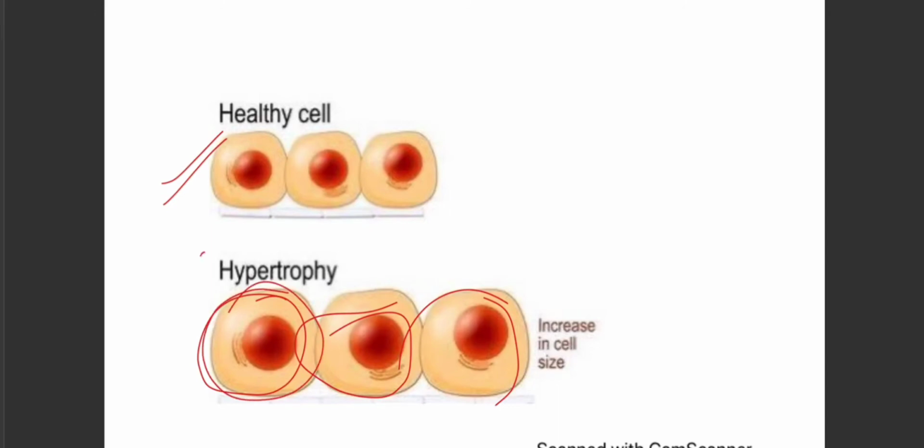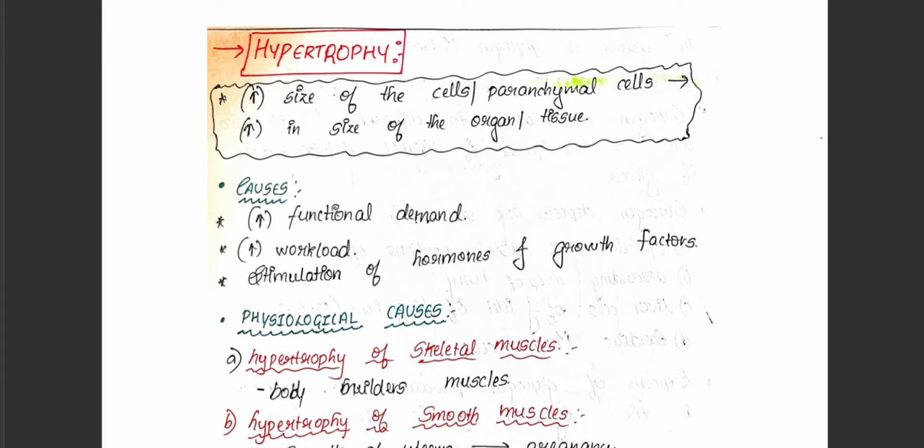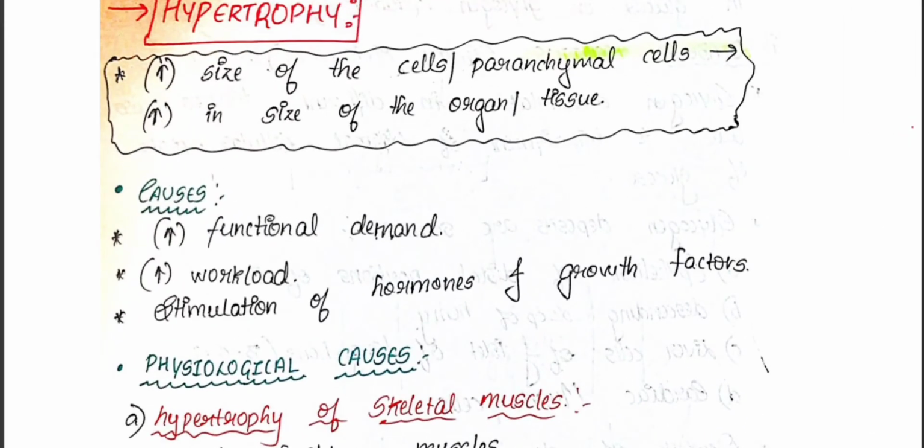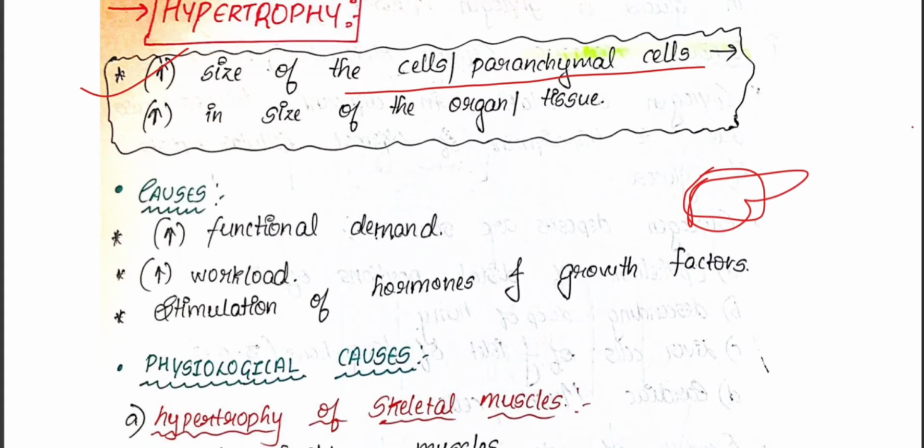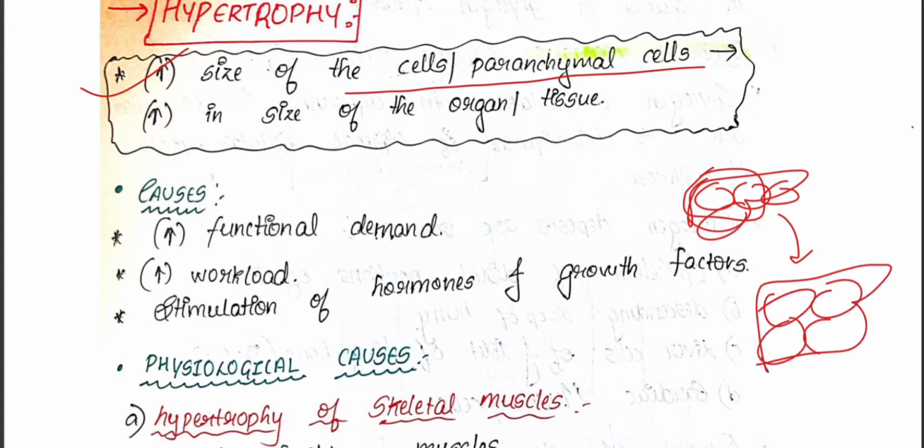The word hyper means increasing, and trophy refers to cells. So there is an increase in the size of the cell. Moving on to the definition, in hypertrophy the size of the cells, or the parenchymal cells, has increased. Due to the increase in the size of the cell, there is an increase in the size of the organ. Imagine this is a liver, and this is the normal size of the liver. Due to the increase in the size of the cell, the organ becomes hypertrophic. There is an increase in the size of the cell, and therefore an increase in the size of the organ.